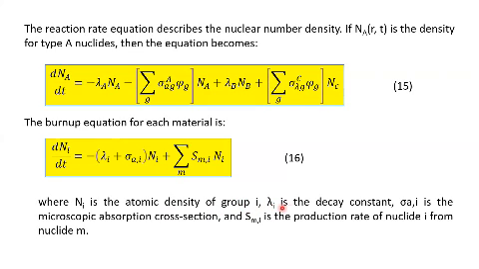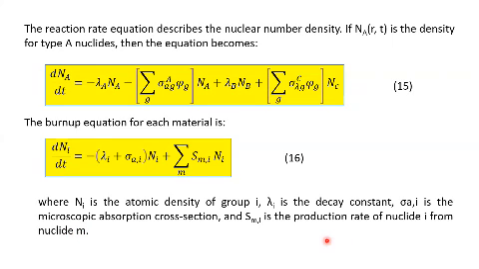The burn-up equation for each material is in equation 16, where Ni is the atomic density of group I, lambda I is the decay constant, sigma AI is the microscopic absorption cross-section, and SMI is the production rate of nuclide I from nuclide M.